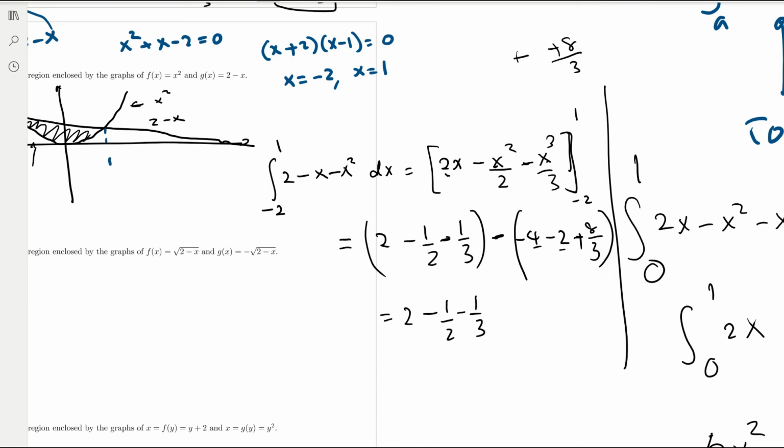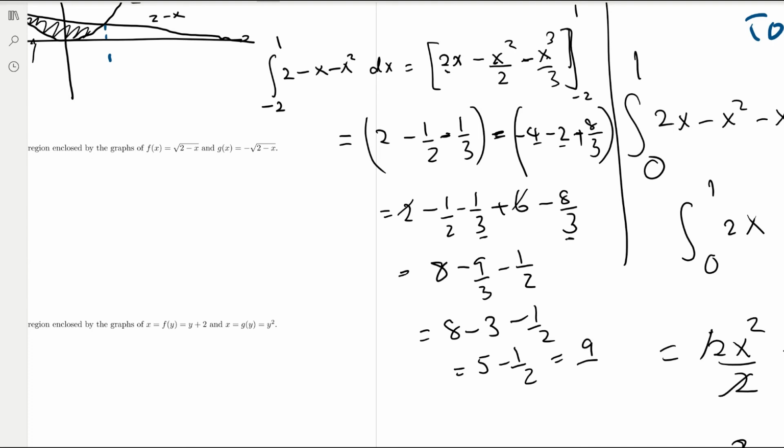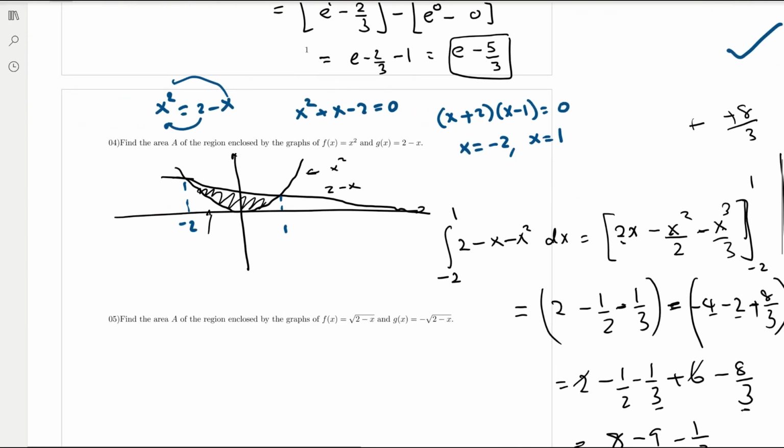Here negative 4 minus 2 is minus 6, and with this negative, it's plus 6 minus 8 over 3. So now 6 plus 2 is 8. Negative 1 over 3, negative 8 over 3, that's negative 9 over 3, minus half. So 8 minus 9 over 3 is 8 minus 3, which is 5. 5 minus half is 9 over 2, 4.5 or 9 over 2. So that's the answer. Unit squares, of course, because we are finding the area. So yeah, that's the answer to question 4.